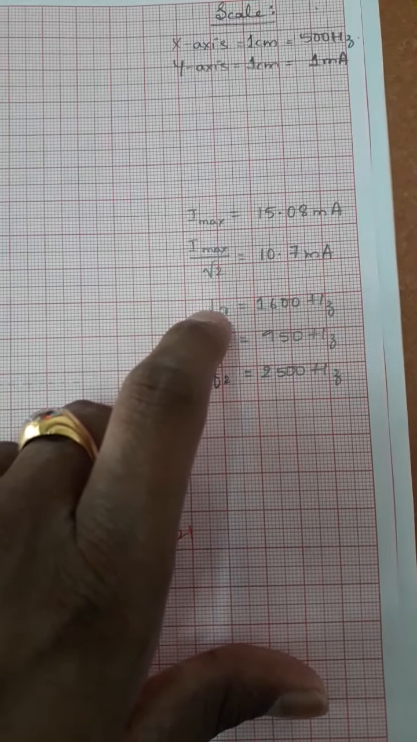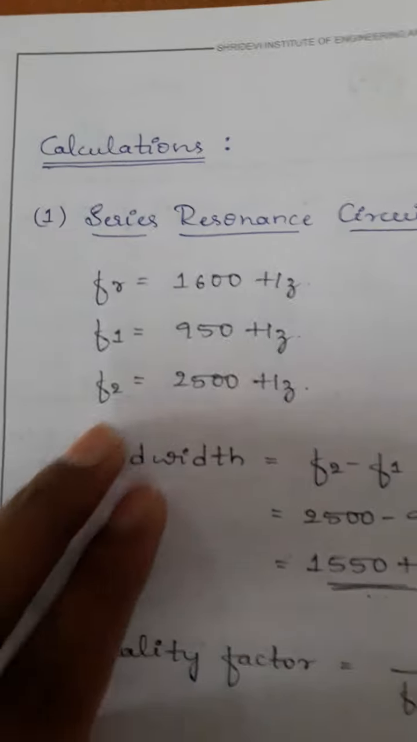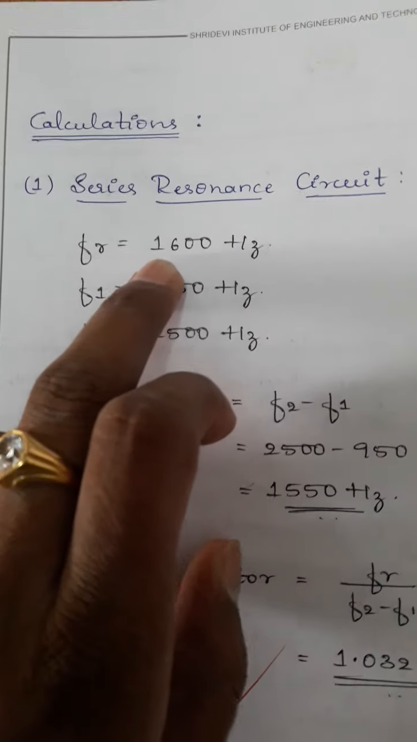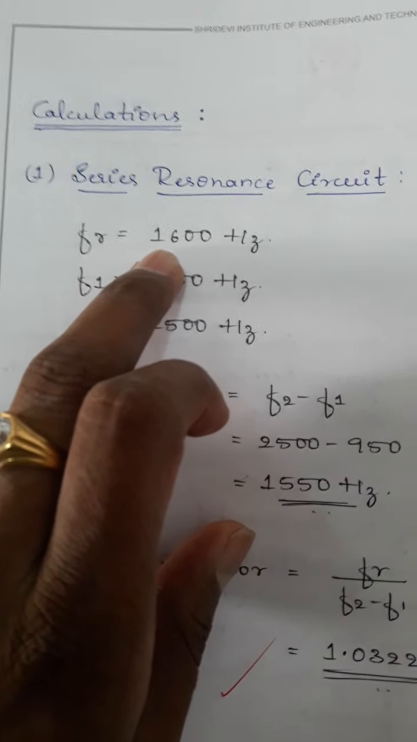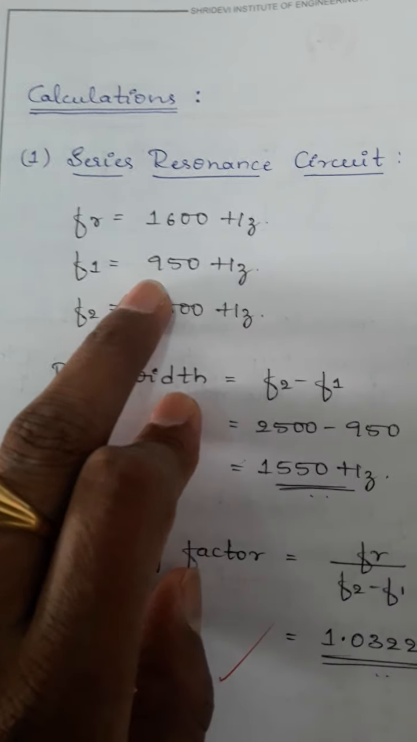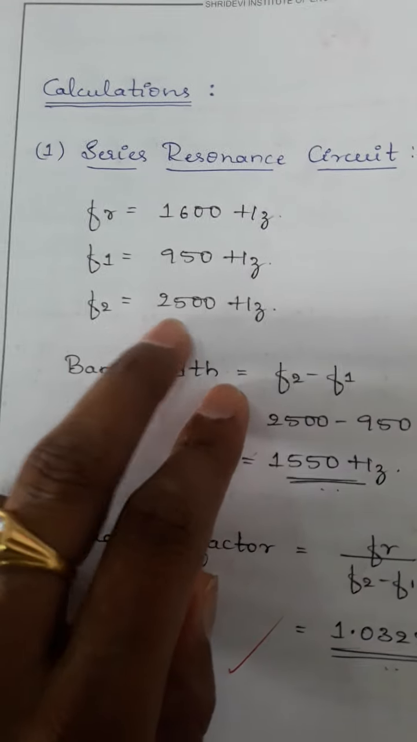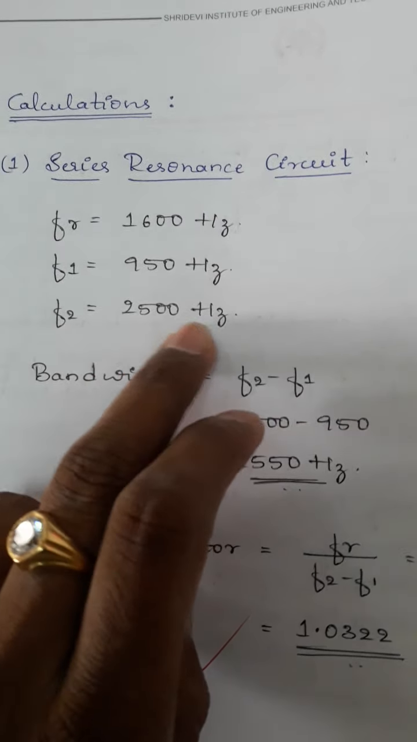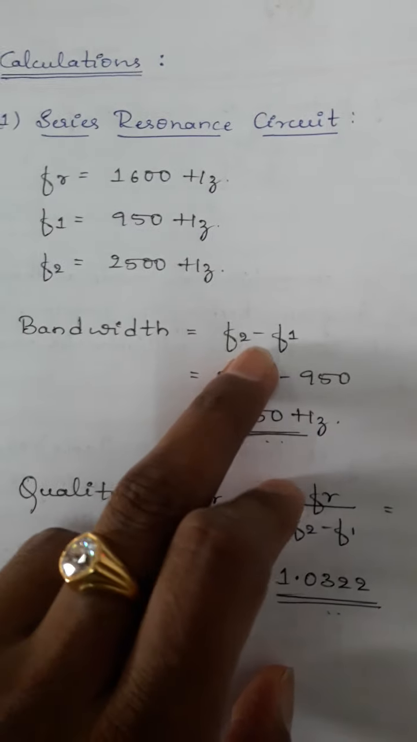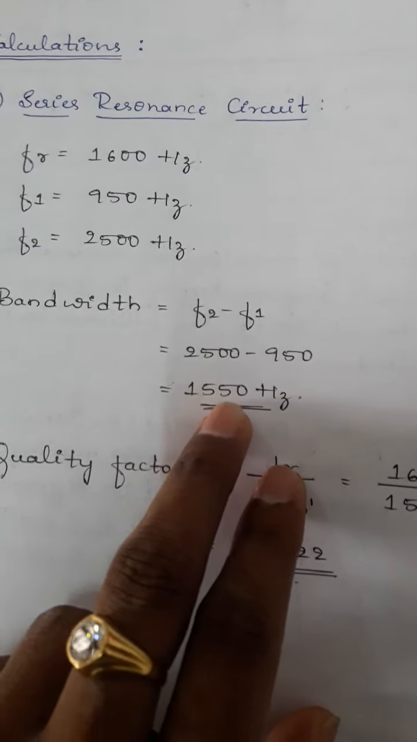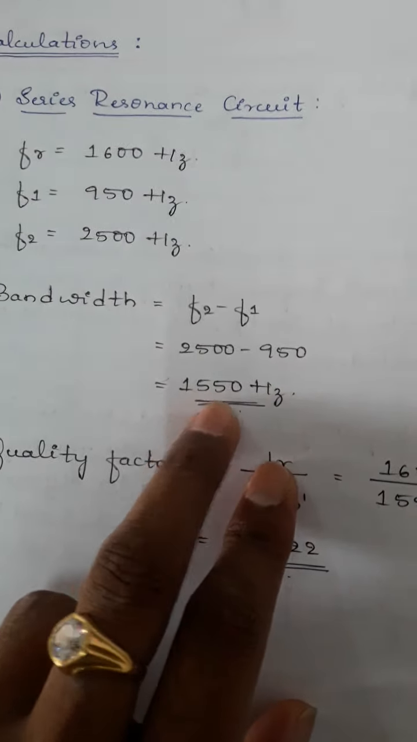Fr is the resonance frequency. They have done the calculation here, directly from the graph. 1600 Hertz is our resonance frequency, F1 is 950, F2 is 2500 Hertz. So the bandwidth, F2 minus F1, is 1550 Hertz.